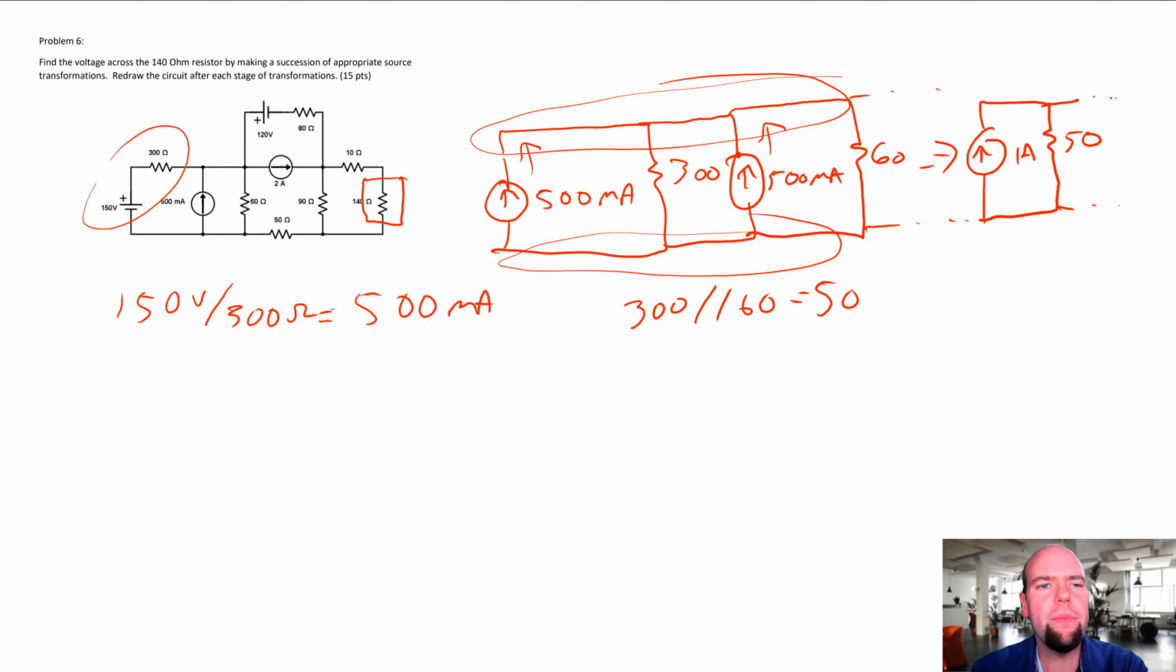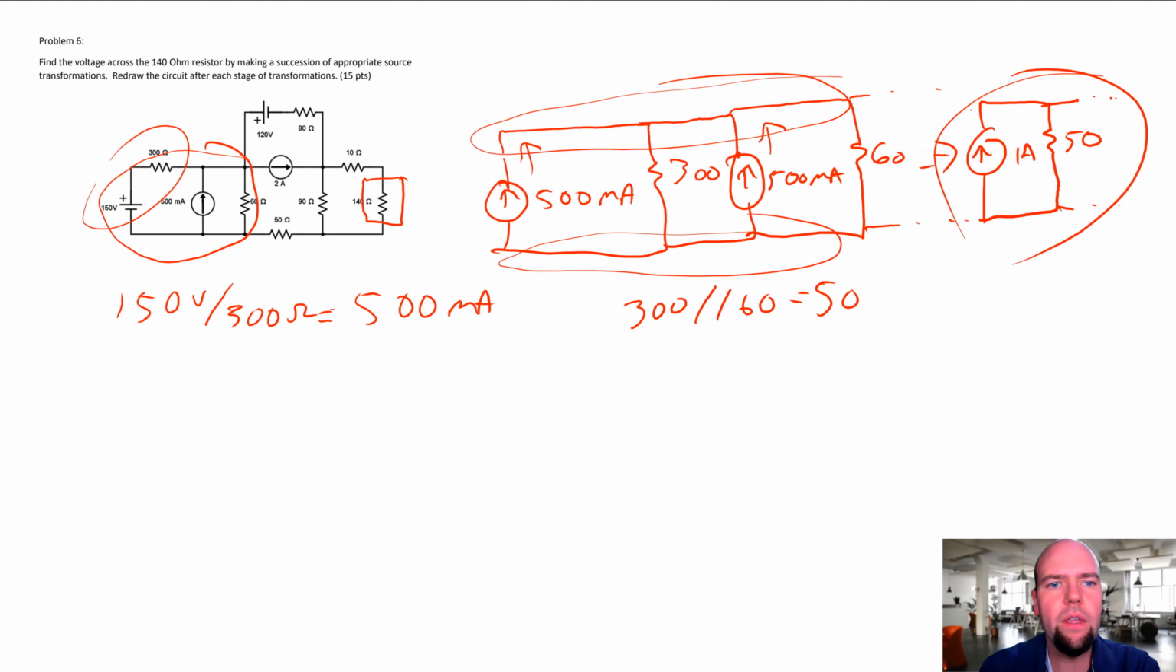Okay, so we just combined that. So now this portion of our circuit here is now reduced to this over here. Okay. Alrighty, so now this is probably a good time for us to take a bite at another part of the circuit. So what about up here?